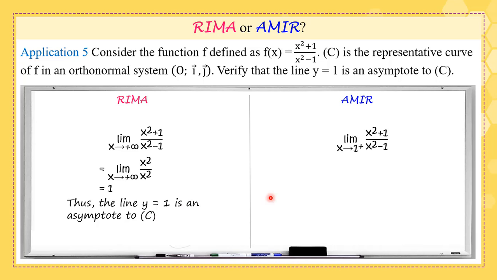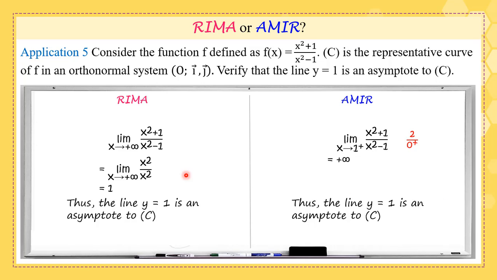Amir, the limit of the function as x tends to 1 plus leads to 2 over 0 plus, which is plus infinity. So y equals 1 is an asymptote to C. Now, which method is correct and what is the mistake in the second one?